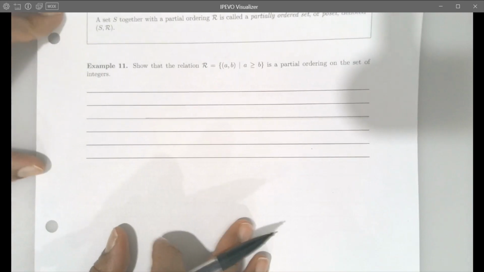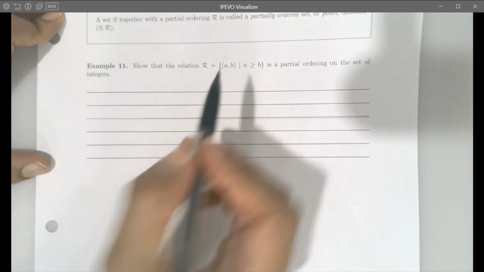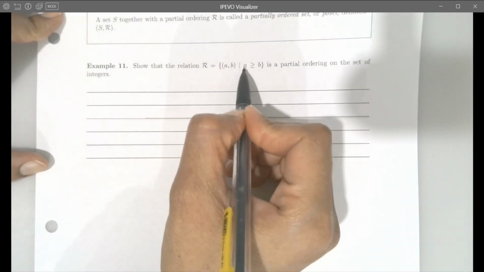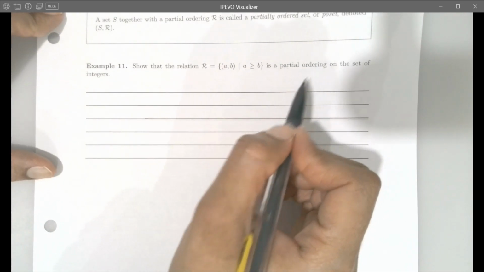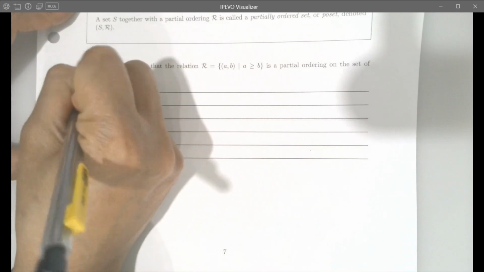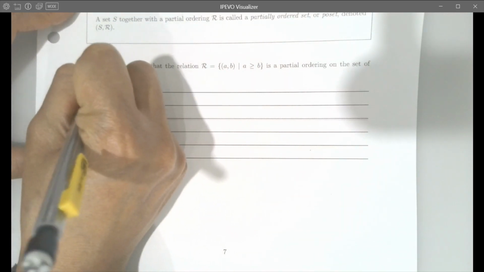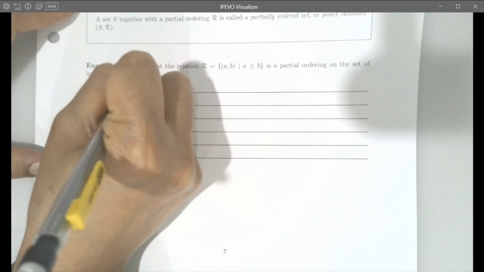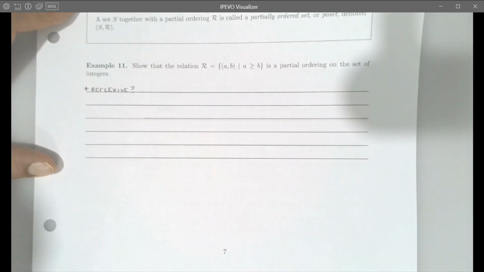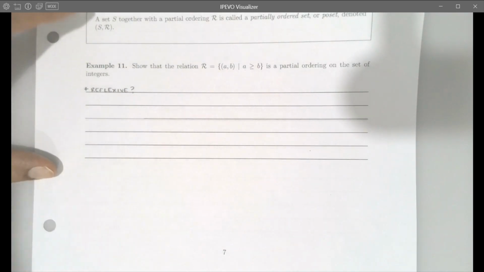It reads, show that the relation R of ordered pairs (a, b), where a is greater than or equal to b, is a partial ordering on the set of integers. Okay, so we have to check three things. We have to make sure that it is, first of all, reflexive. Next, that it's antisymmetric, and finally, that it's transitive.